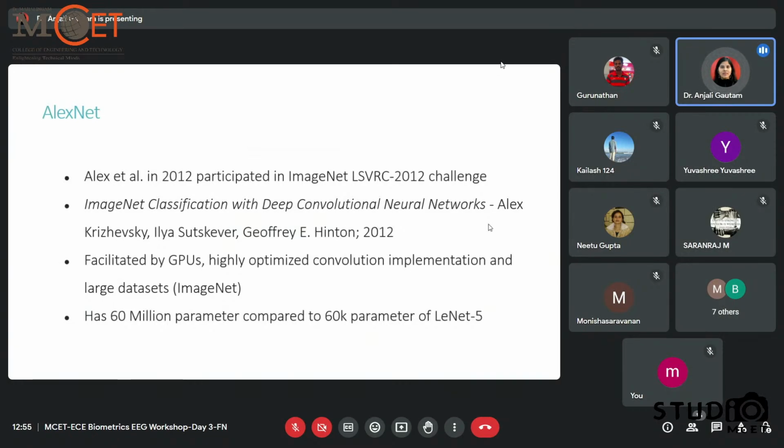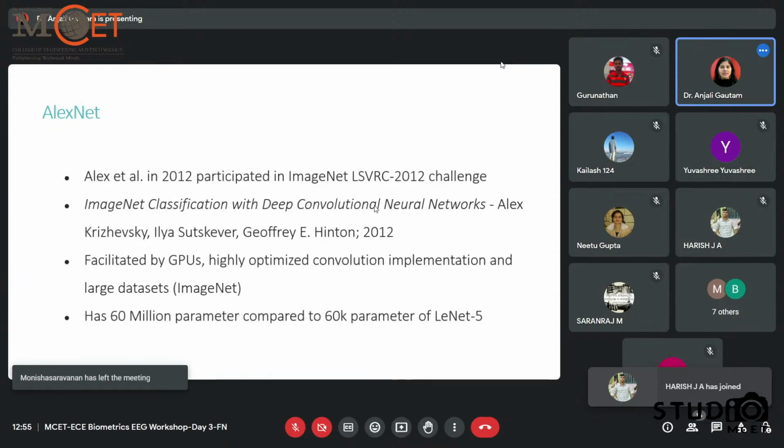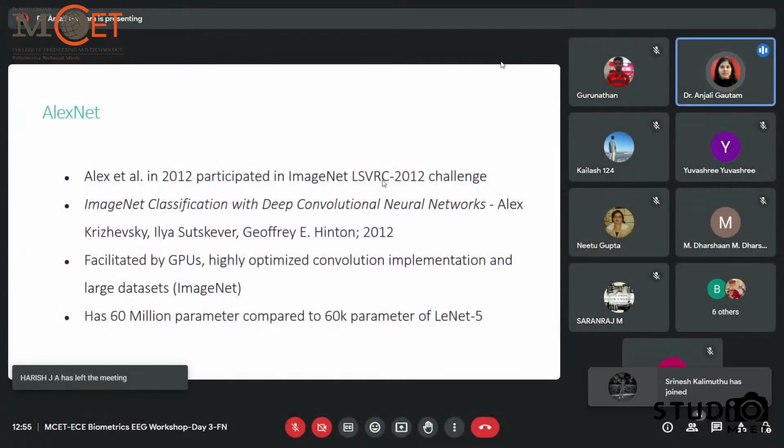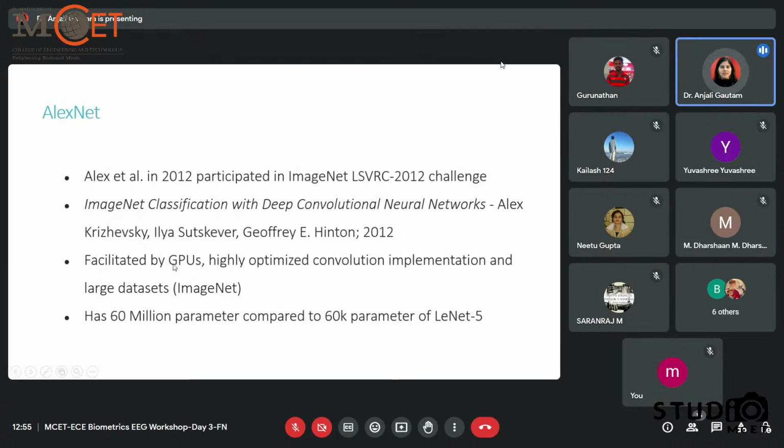So AlexNet was developed in 2012. LeNet was developed in 1998, and this was developed in 2012. They participated in the ImageNet large scale visual recognition challenge in 2012, and there they won that challenge by developing their method. And how they trained their models, just see, in that time they used the GPU, that is the graphics processing unit, for running that code and for training that number of parameters.